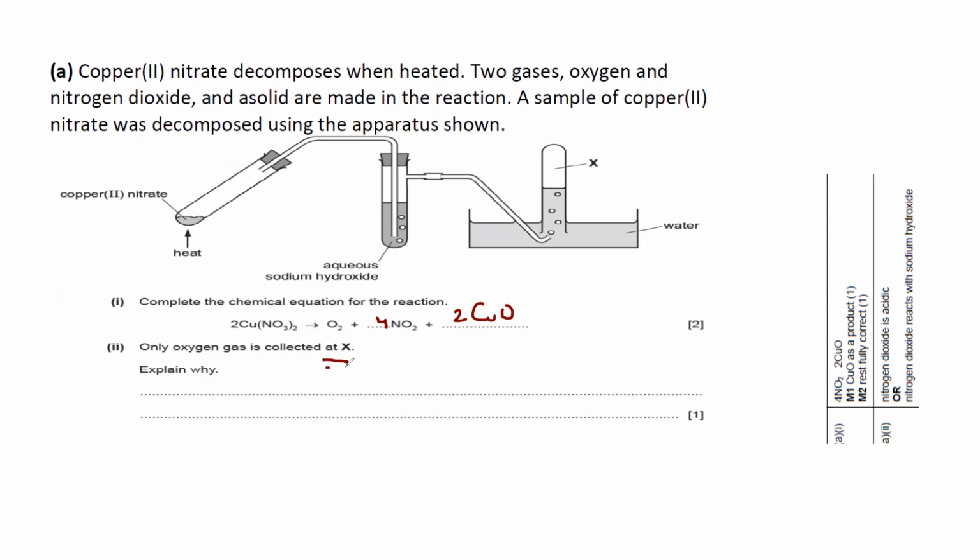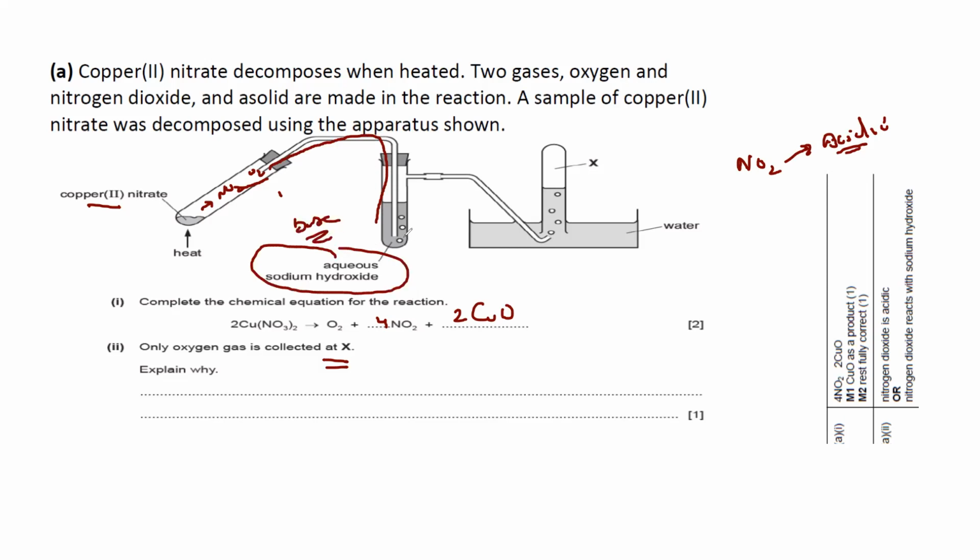Only oxygen gas is collected at X. Why? Look, when you heat copper nitrate, it turns into copper oxide and gives two gases: nitrogen dioxide, which is acidic because non-metal oxides are acidic, and oxygen. And an acidic oxide, as we discussed already, can react with a base. So when nitrogen dioxide passes through the sodium hydroxide, which is a base or alkali, the nitrogen dioxide reacts with the base and the only gas coming out is oxygen.